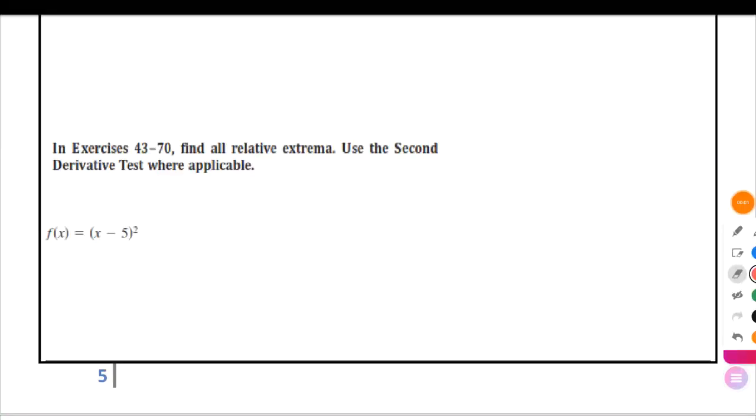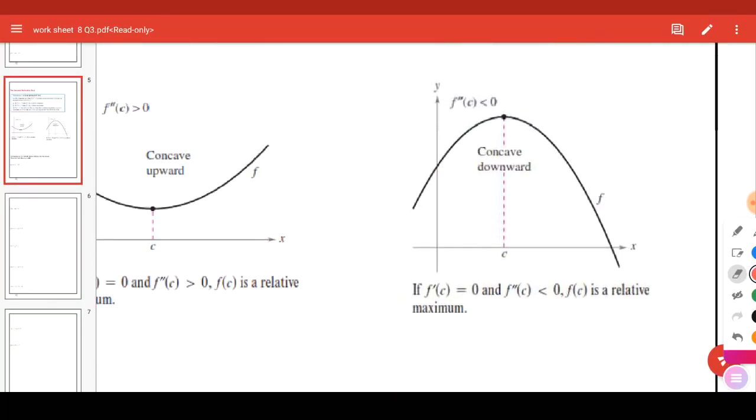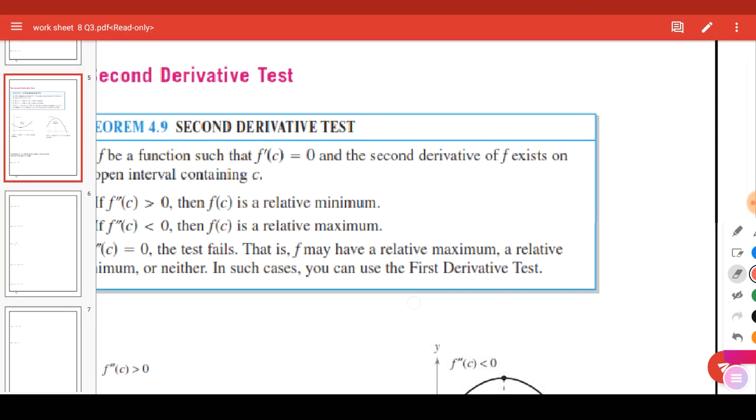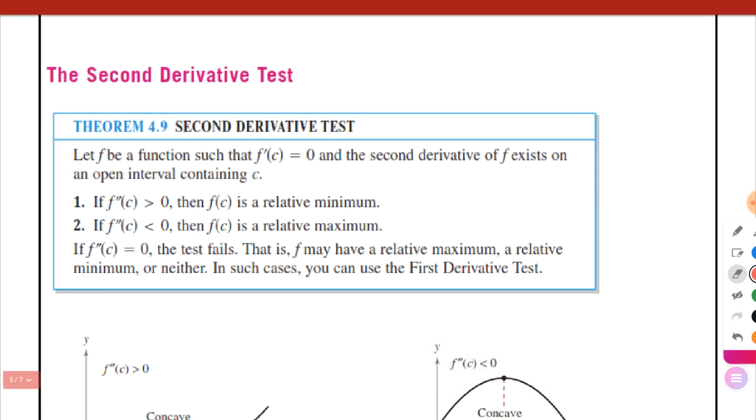Hello guys, let's continue how to find the relative extrema using the second derivative test. But before I solve the exercise on page 6, how do we use the second derivative test? Let f be a function such that the first derivative equals 0. Be careful, he didn't talk about the values of x at which the first derivative does not exist. Only the zeros of the first derivative.